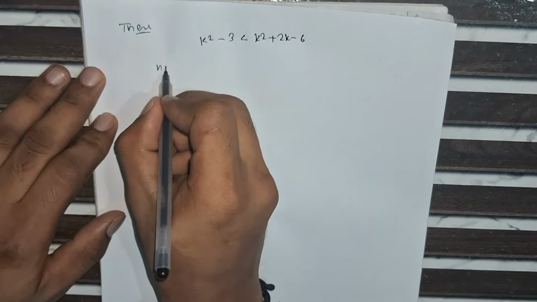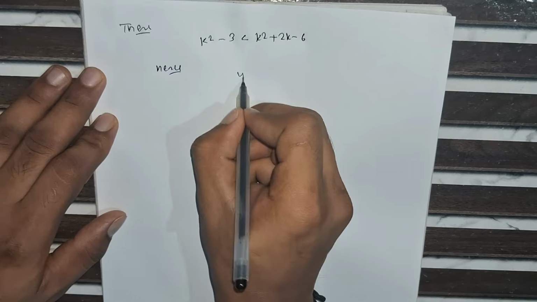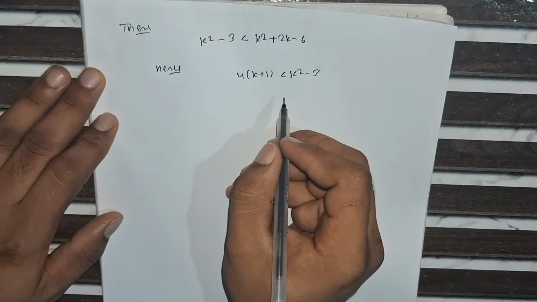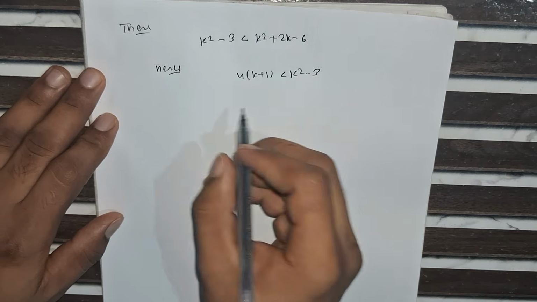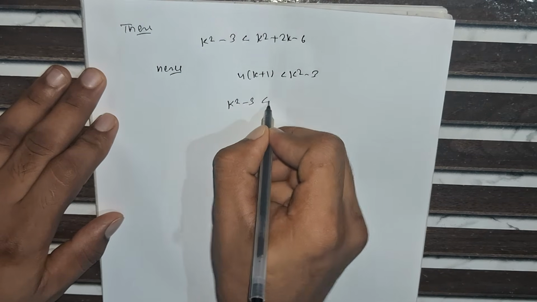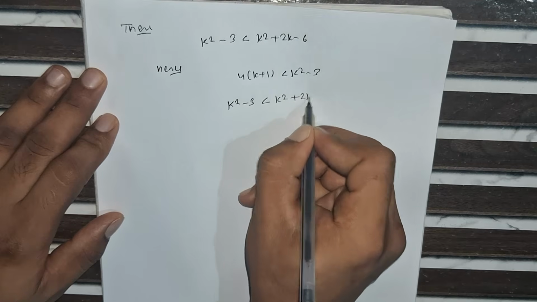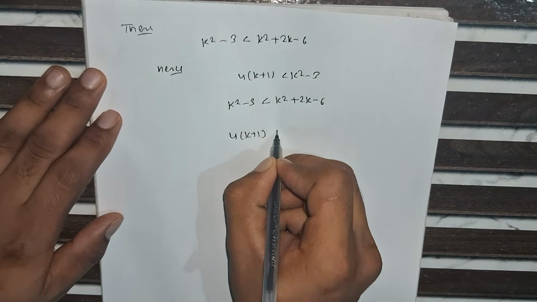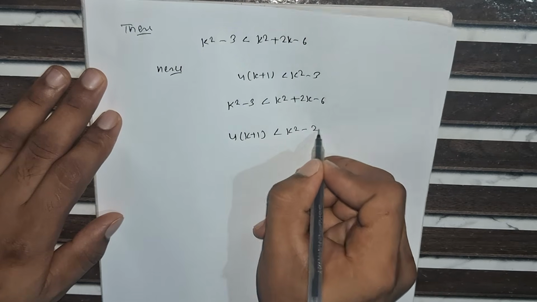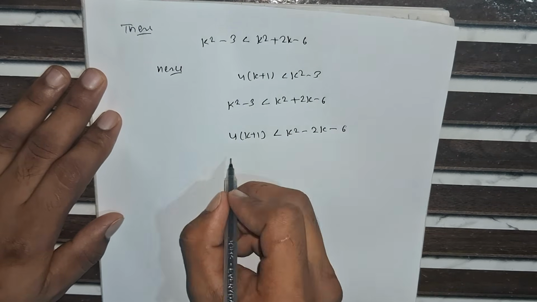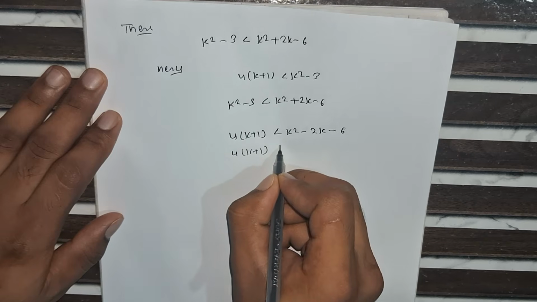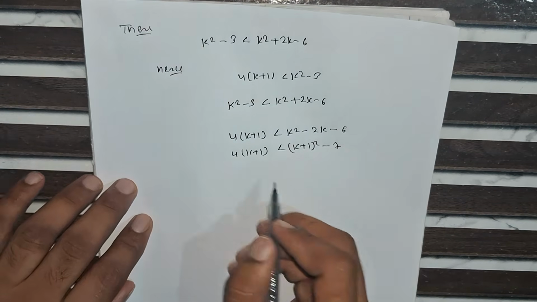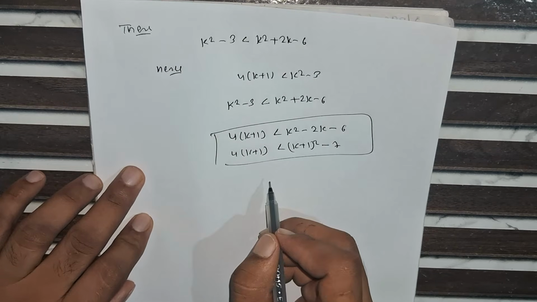And hence our main inequality is 4 times of k plus 1, which is less than k square minus 3. With respect to k square minus 3, this is k square minus 3, which is less than k square plus 2k minus 6. So therefore we can say that 4 times of k plus 1 is less than k square plus 2k minus 6, and 4 times of k plus 1 is less than k plus 1 whole square minus 7. So here we are proving that this is nothing but our induction step, which is verified here.